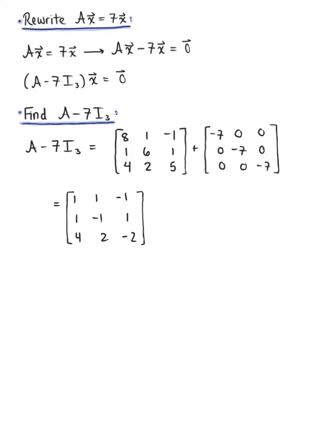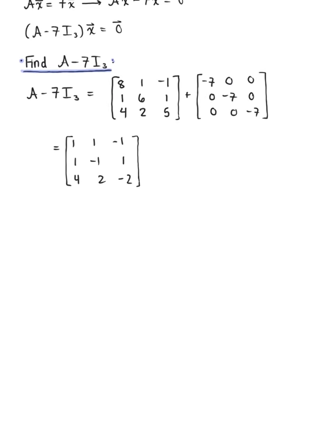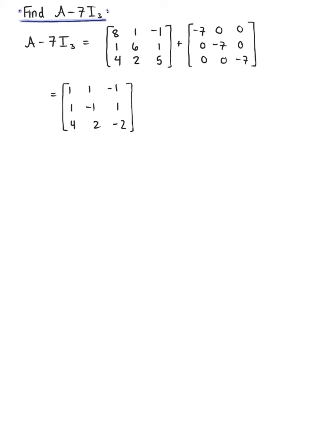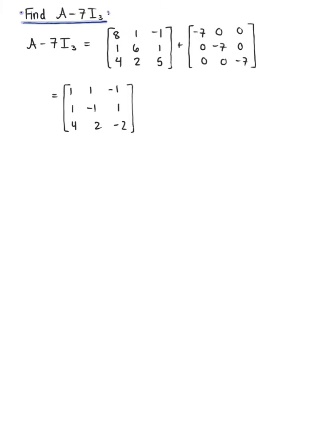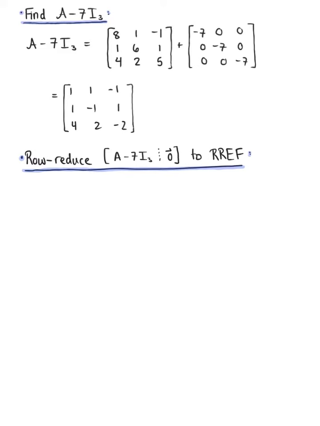Beautiful! So now that we have this 3 by 3 matrix, we are officially ready to start row reducing this matrix augmented with the 0 vector to its row reduced echelon form. So here we go. We have our augmented matrix, matrix A, minus 7 times that 3 by 3 identity, augmented with the 0 vector. So taking that matrix we just found, we are ready to start row reducing.